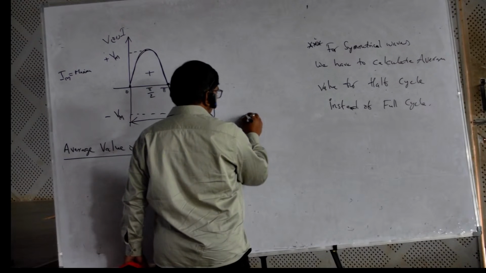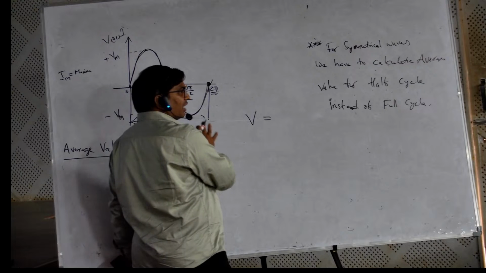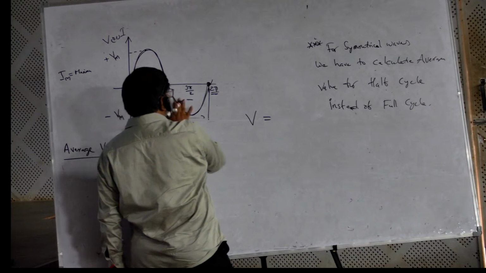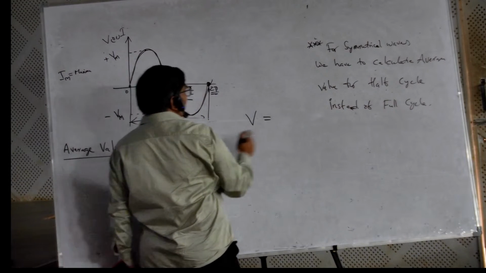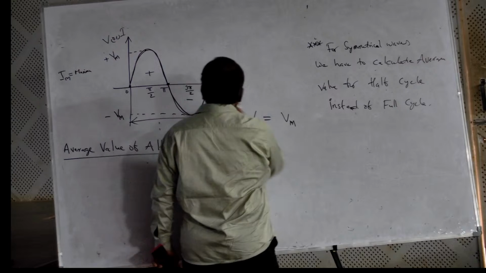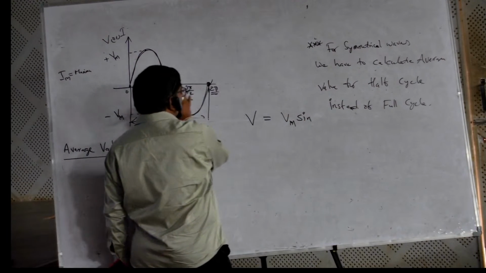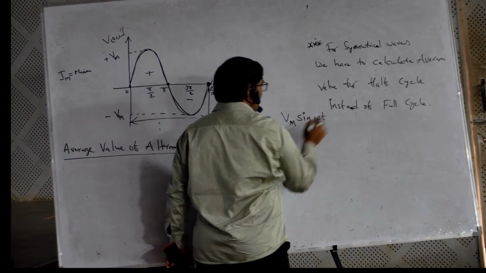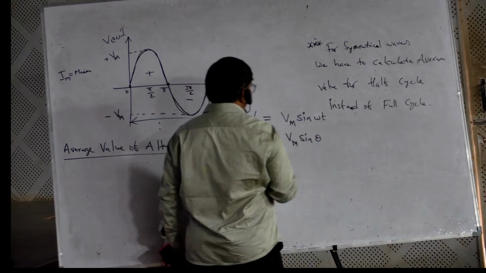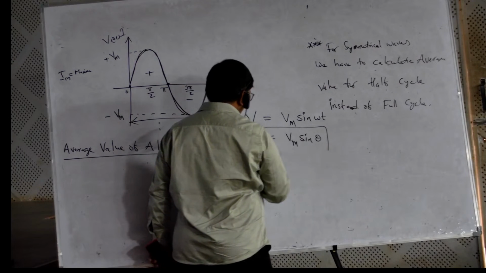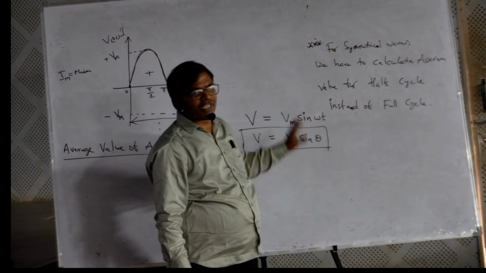Here, V is the voltage of the alternating quantity. I am representing this wave, not only one cycle, it has infinite cycles. It can be written as the maximum value, Vm, sine of the time it is making, omega t, or you can write Vm sine theta. So any AC voltage is represented as Vm sine omega t, Vm sine theta.